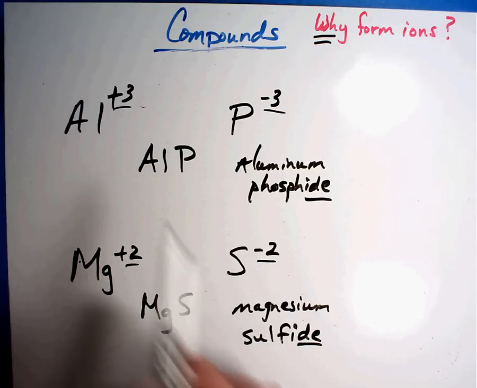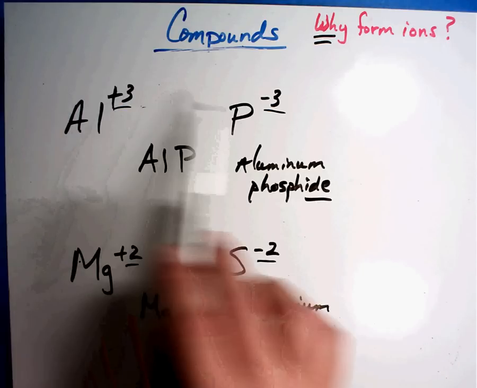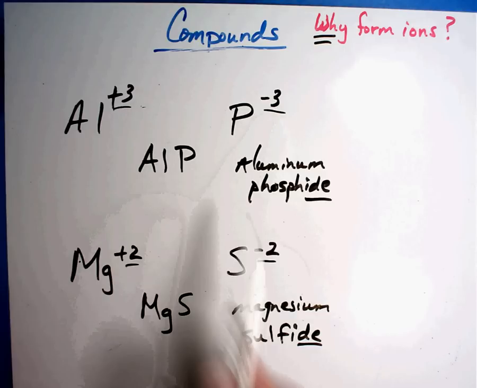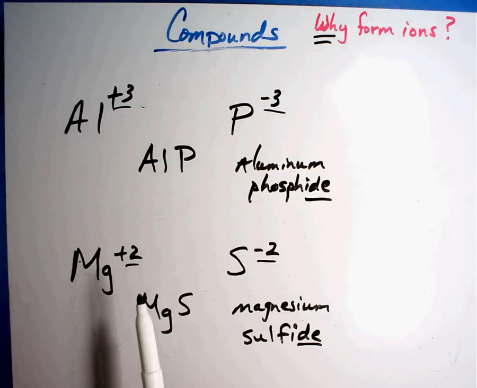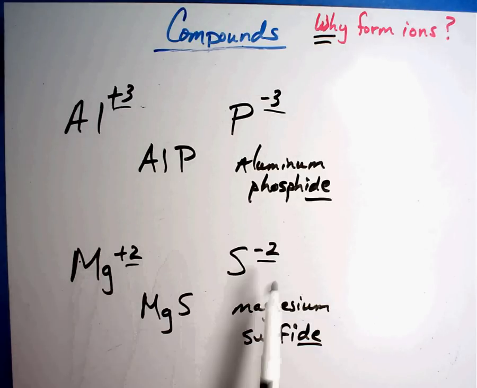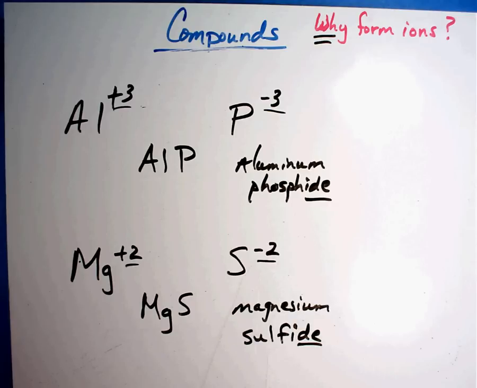Reminder, plus 3 means gave away 3, minus 3 means took in 3. Gave away 3, took in 3. It was an exact match. Gave away 2, took in 2. Exact match. But that doesn't always happen. Sometimes it's not an even switching.